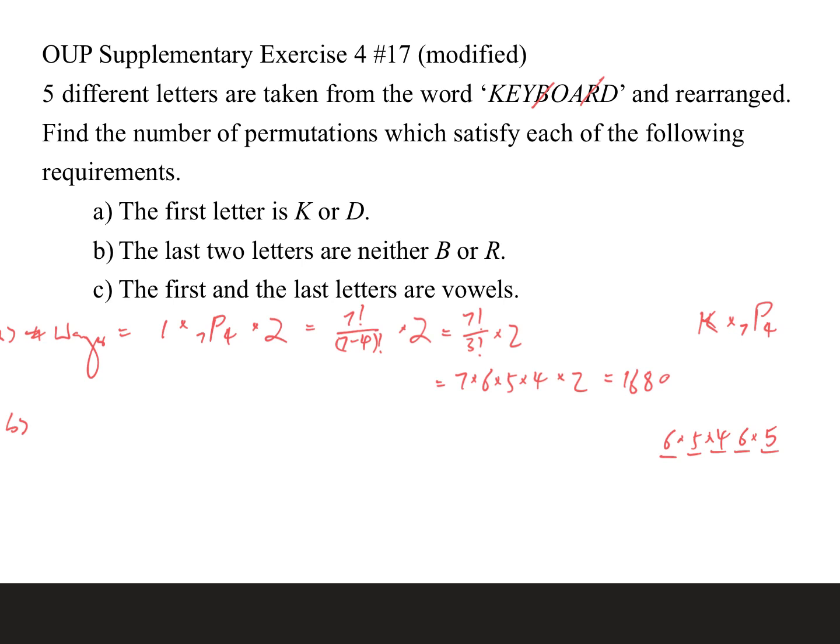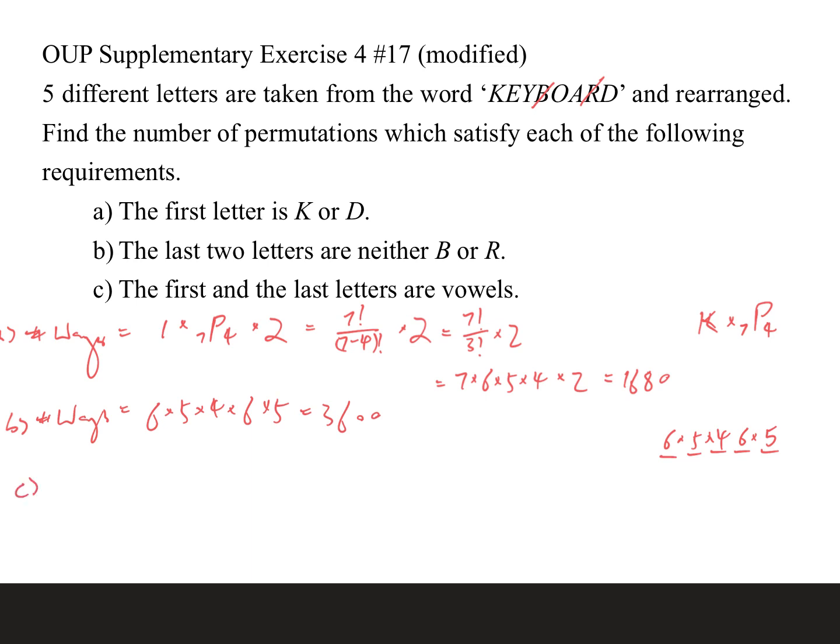And therefore, the number of ways is 6 times 5 times 4, and then times 6 times 5 again. Of course, we use the calculator. Let me do it. 30 times 4 times 30 again. So it's 3,600.